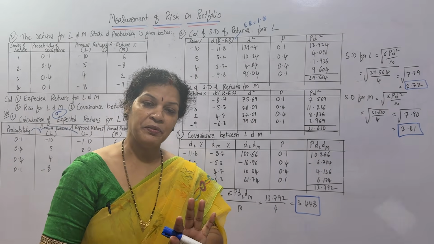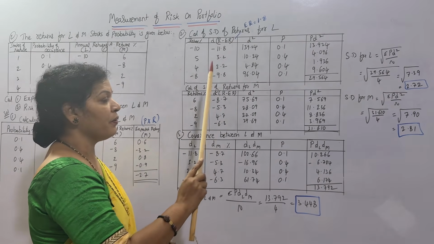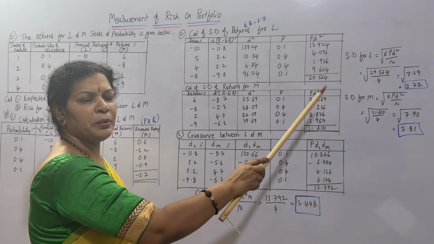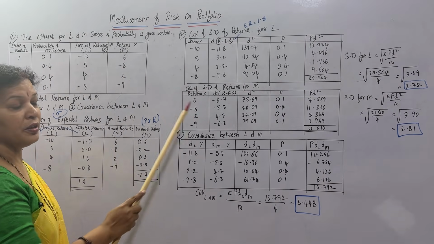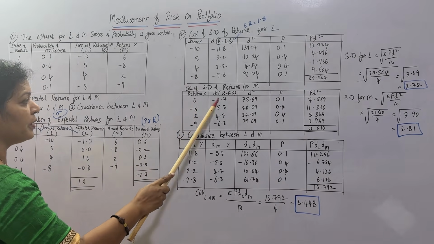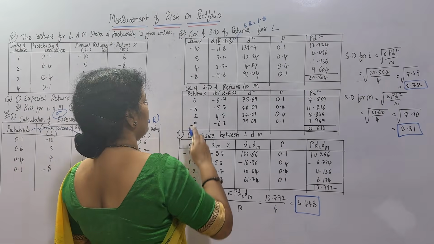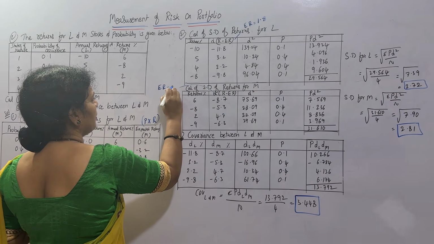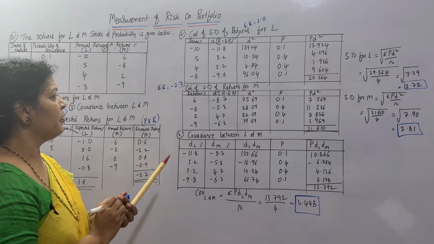In the same way, standard deviation for M. This is the calculation of standard deviation of returns for M. Same columns: returns, D square, probability, PD square. Returns, this one as it is written. D means R minus expected returns. R is this one. Expected returns are minus 2.7. I'll write here, for this, expected returns are minus 2.7. Now let's see the first one.